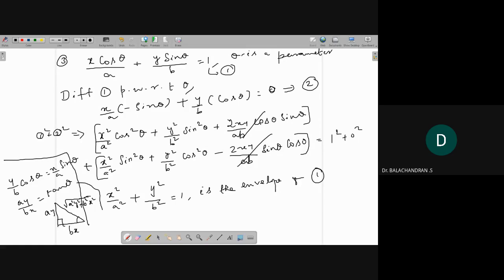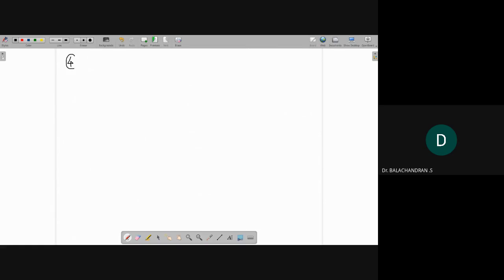So problem number 4. Find the envelope of the family of curves. Please write the question. Find the envelope of the family of curves x cos alpha plus y sine alpha equal to a secant alpha. Solution.